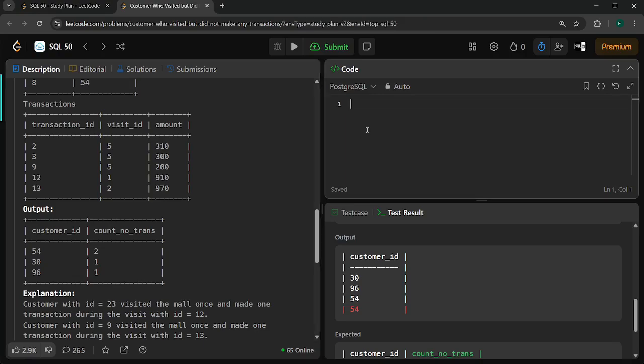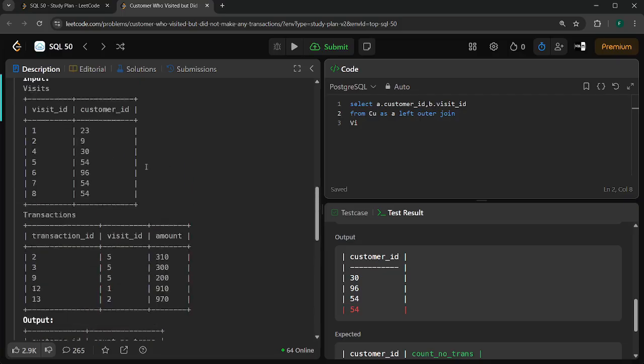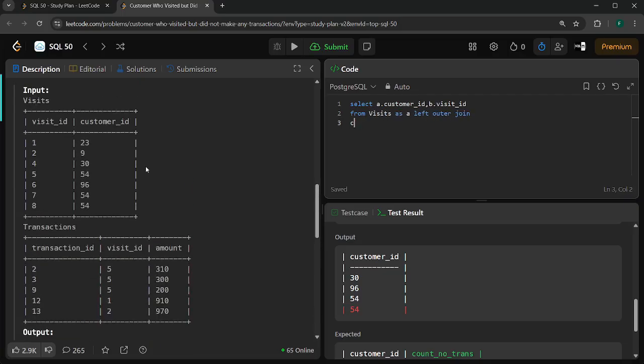Okay, so let's continue. Select A dot customer ID, comma B dot visit ID from visits as A left outer join transactions as B on A dot visit ID equals B dot visit ID. My bad, it's visits.